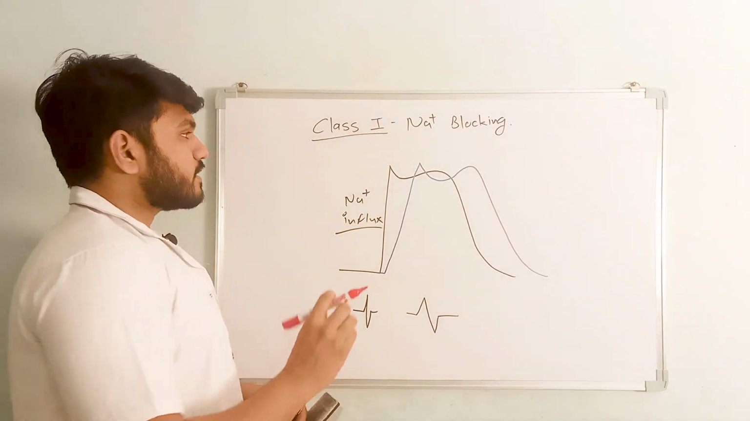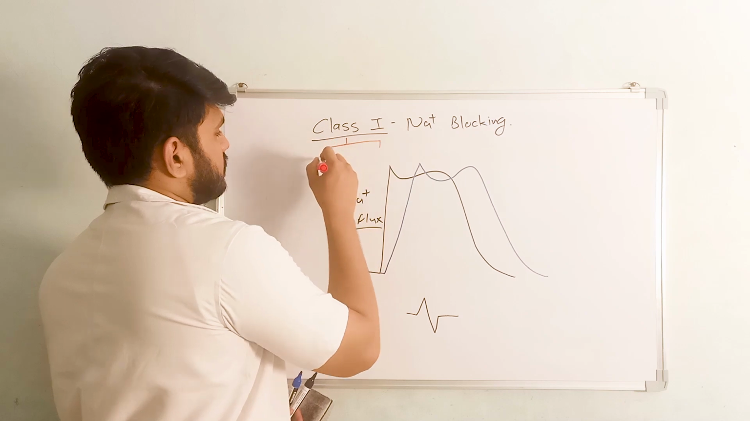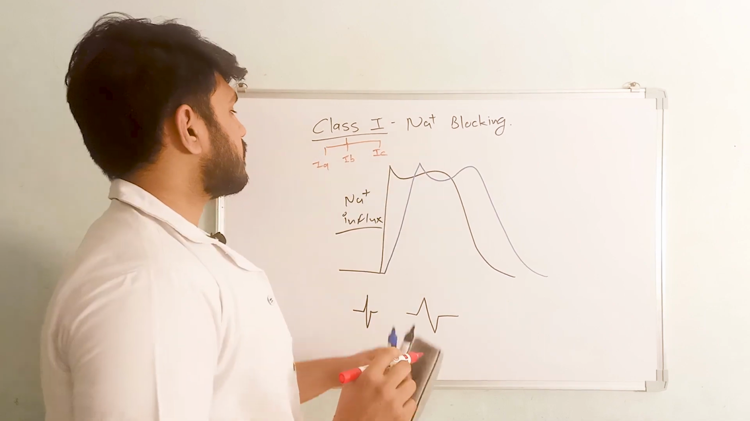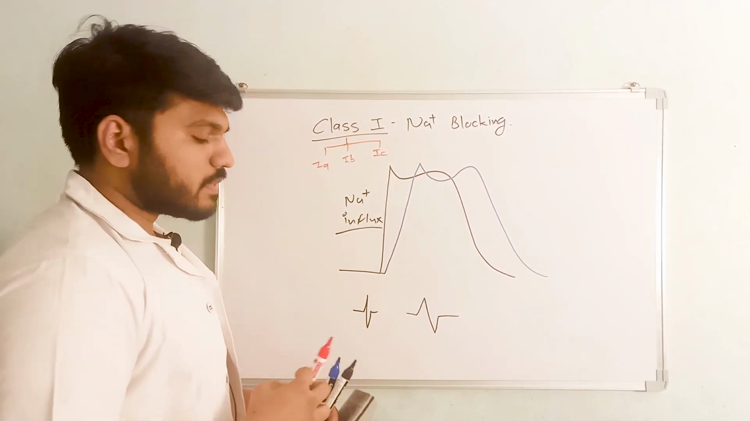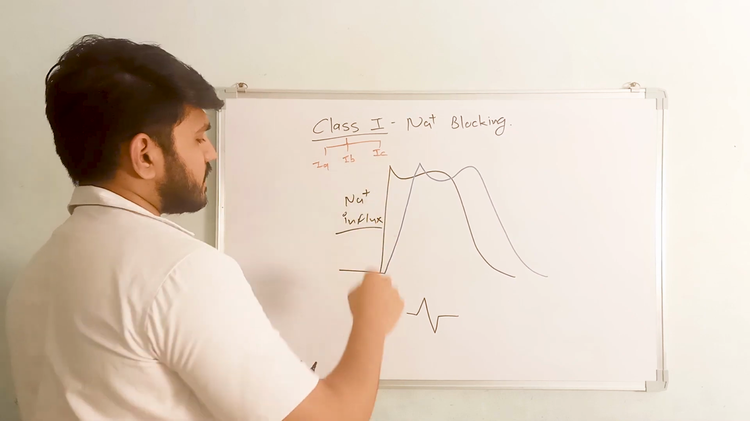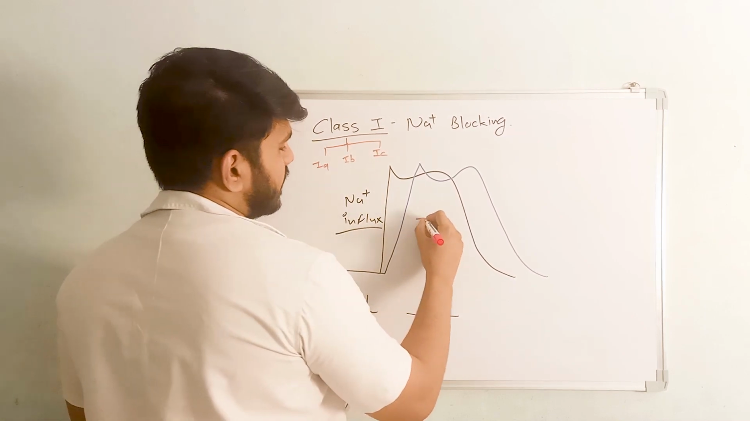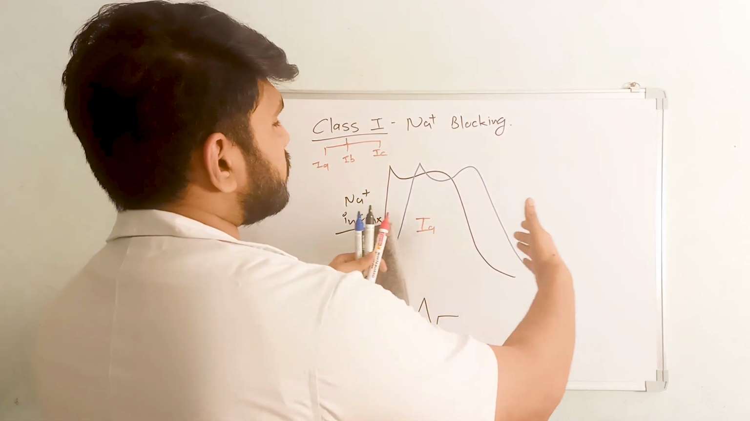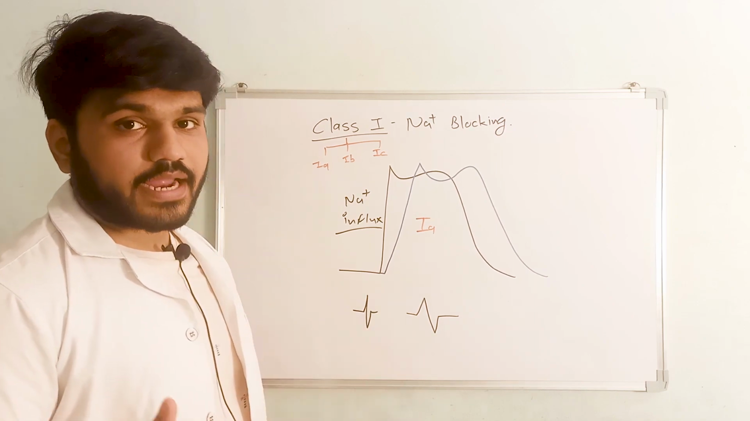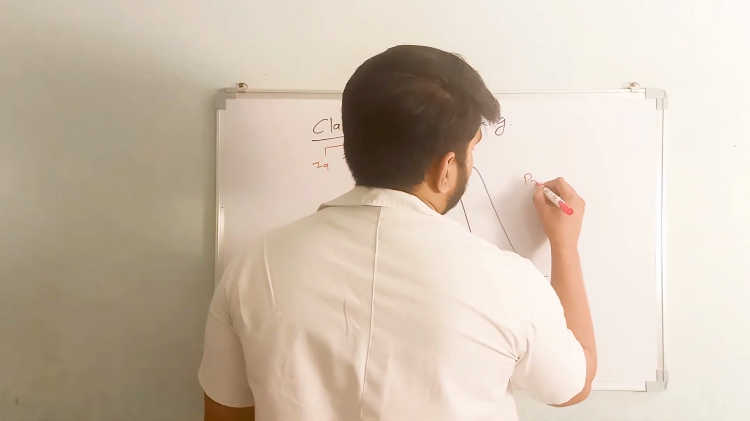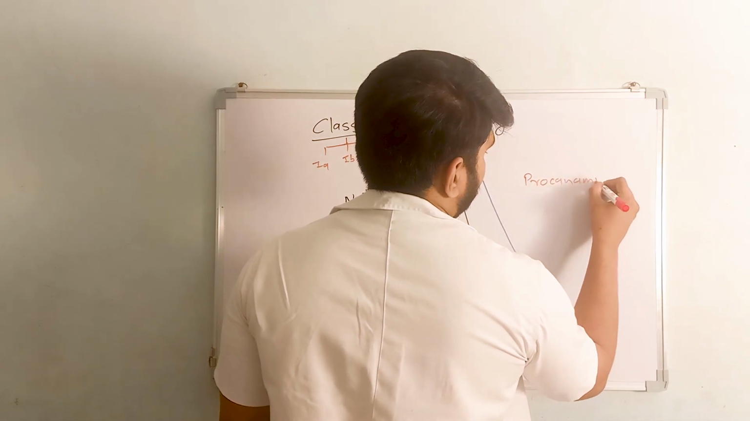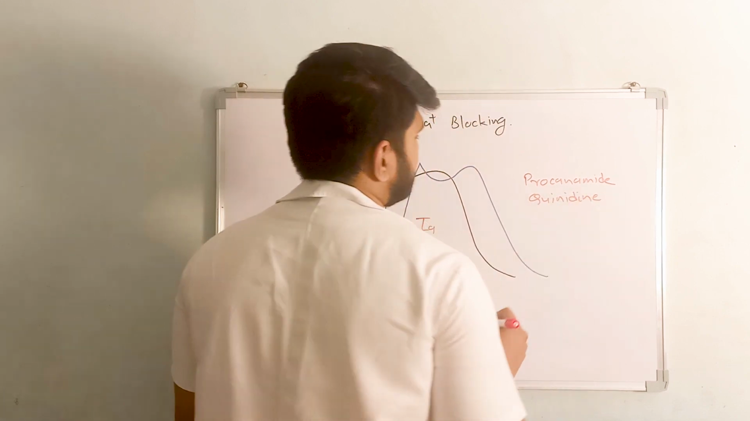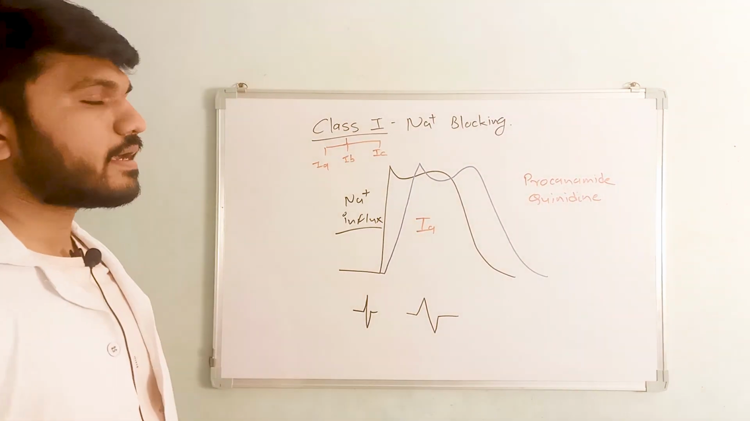In class 1 there are three sub-classifications: 1A, 1B and 1C. This is a classical example of 1A, in which we are moving this whole graph to the right side. Examples of class 1A antiarrhythmics are procainamide and quinidine. These are two classical examples of 1A antiarrhythmic drugs.